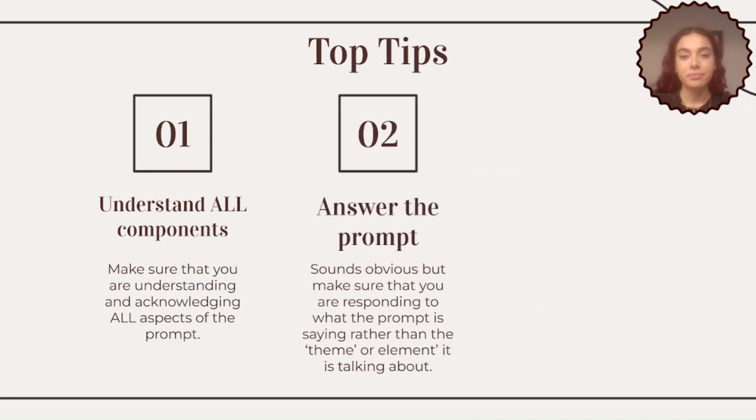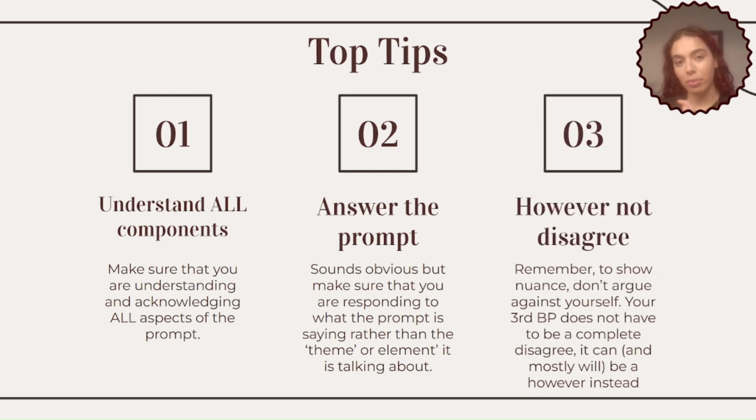Answer the prompt. Yeah, that sounds super obvious, but it clearly is not obvious enough. Don't pick the part that you love and you know and go, yep, that's it. That's what I'm going to write about. No. Each part of the sentence that is the prompt works with one another. We can't just pluck something out and say that's it. We need to see the way in which it works with the other elements of that same prompt and answer it fully and wholly.